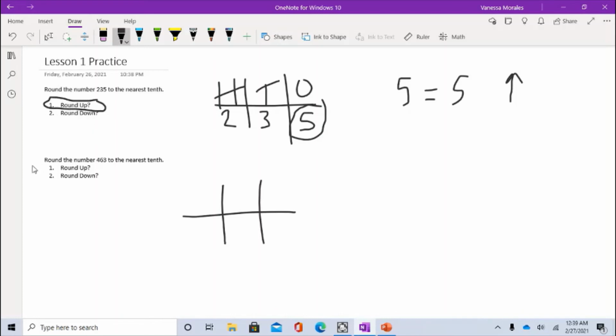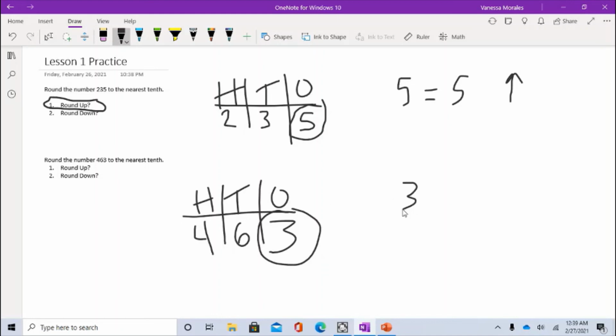Now, going to problem number 2, round the number 463 to the nearest tenth. So let me start by labeling my place value chart, ones, tens, and hundreds. And then we're going to put our number into each category. So 4 in the hundreds, 6 in the tens, and 3 in the ones. So now remember, to round to the nearest tenth, we only look at the number in the ones place. So in this case, it's number 3, and number 3 is smaller than 5. So with that said, we know that we will have to round down, boys and girls. So the answer to this question is round down.